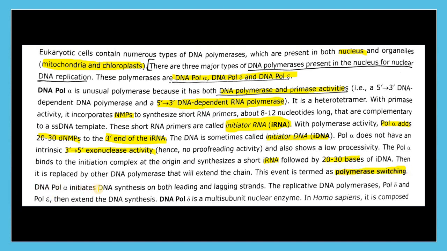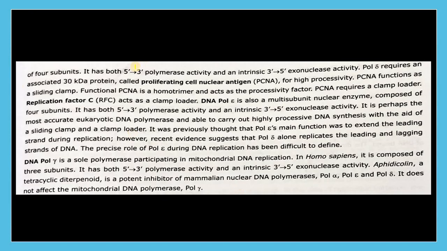Now pol alpha initiates DNA synthesis on both leading and lagging strands. And the replicative or extension DNA polymerases, delta and epsilon, extend the DNA. Pol delta is a multi-subunit nuclear enzyme, and in most species it is composed of 4 subunits. It has polymerase activity and proofreading activity as well. Pol delta requires proliferating cell nuclear antigen, which is about a 30 kilodalton protein. It is important for its high processivity, and it functions as a sliding clamp.